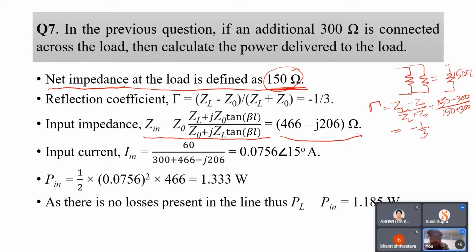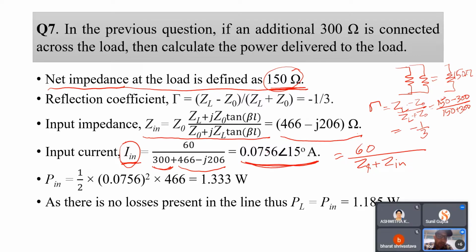Okay, after that you can calculate the input current as 60 divided by Z source plus Z in. Z source is 300 ohm, whereas Z in is defined as 466 minus j206. So you can calculate the value of input current, which will be equal to 0.0756 angle 15 degrees. This much current is obtained at the input side of the transmission line.